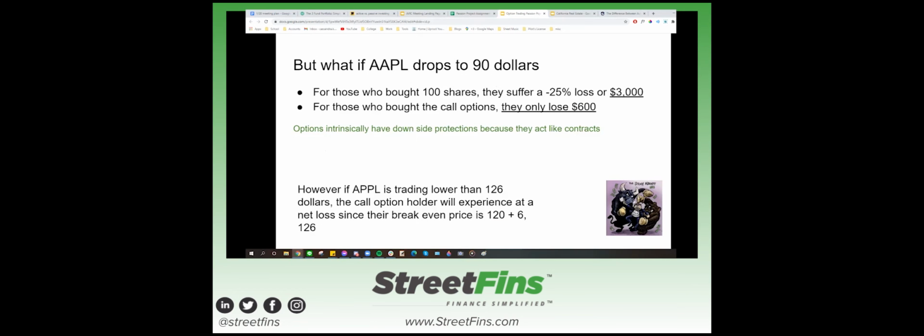But what if Apple drops to $90? The people who bought 100 shares of Apple suffer a 25% loss, or $3,000. And the people who bought the call options only lose $600 because that's the price they originally paid for the options contract. So since options act like contracts, they intrinsically have downside protection. However, if Apple is trading lower than $126, the call option holder will experience a net loss since their break-even price is $126.